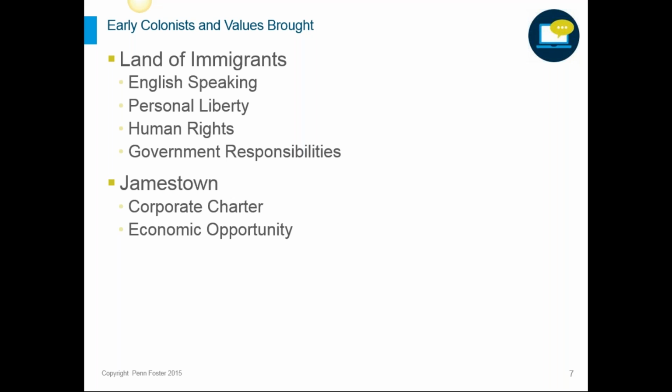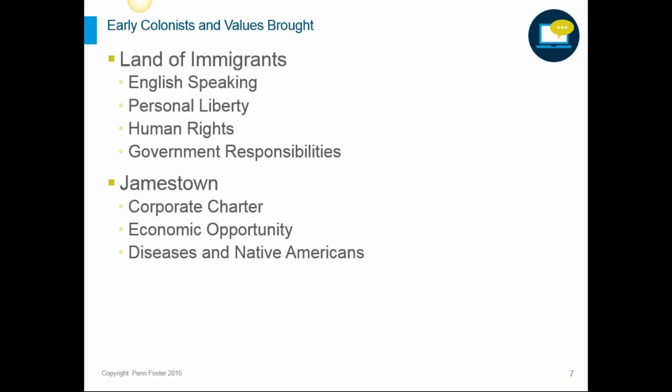Let's take a couple of moments to look at the early colonists, starting with the colony of Jamestown, which began as a corporate charter. Most of the colonists came for economic opportunity, looking for greater wealth in the colonies, particularly in farming and looking for gold and minerals to send back to England.